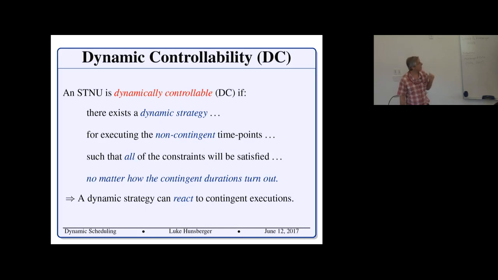And the key thing down below is that you can react to observations. If you see that C executes early, then you may want to change things and execute B early. But as long as C remains unexecuted, B has to wait at least 4. But if C executes early, B can execute early. So it's a dynamic strategy. It can respond in real time to executions that it observes of these contingent time points. So if you get out of the taxi cab early, you might want to buy a sandwich early.